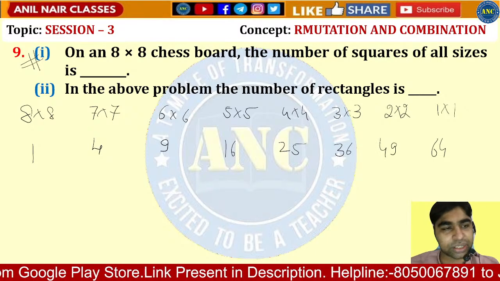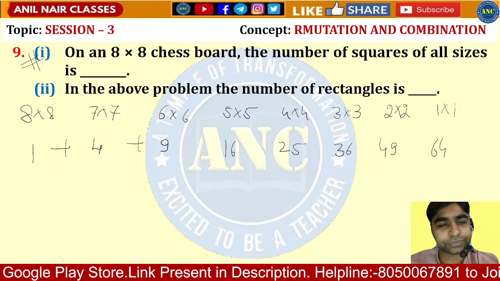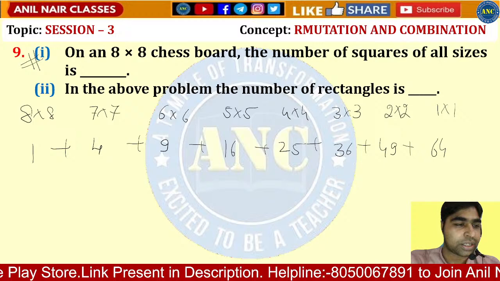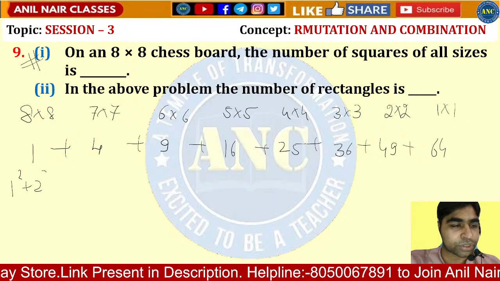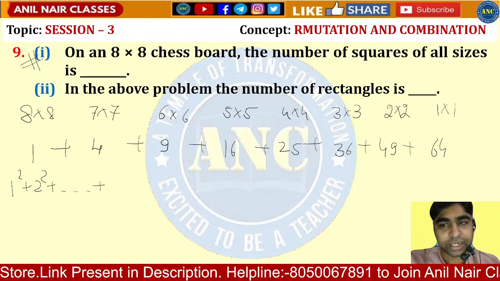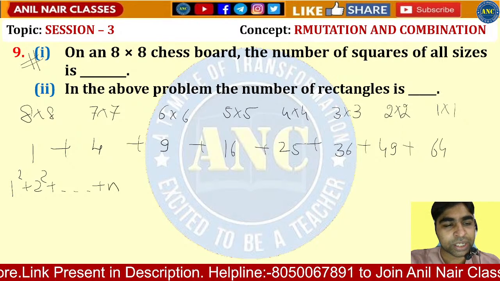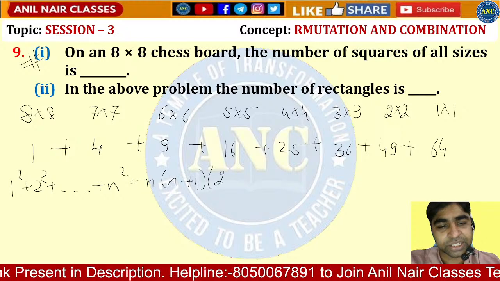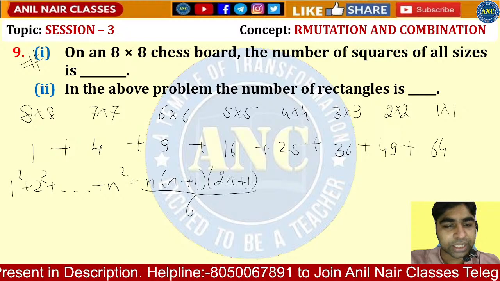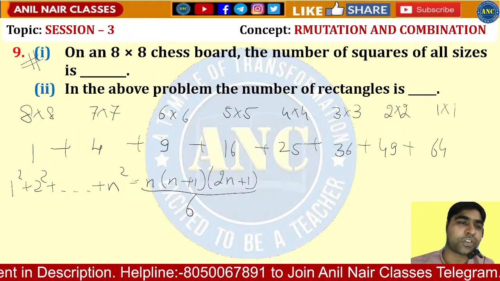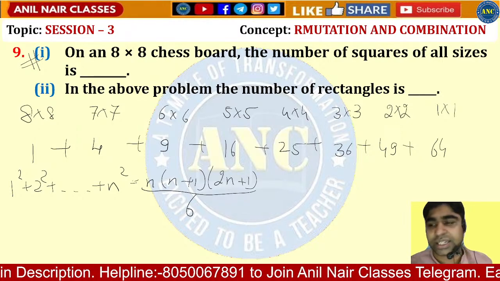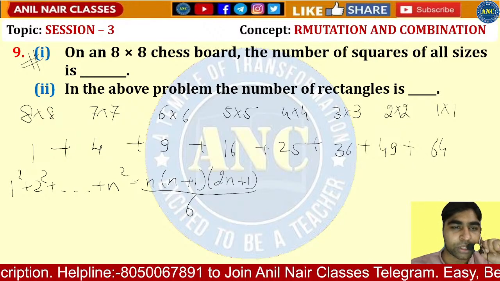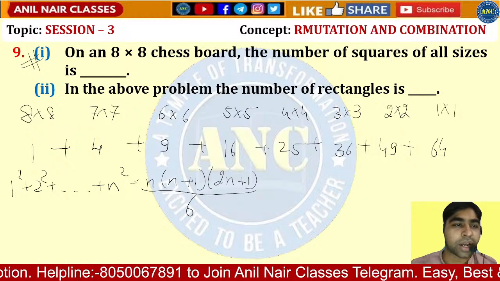8x8 size was only 1 square, and 1x1 size was 64 squares. Here there were 4, here there were 9, 16, 25, 36, 49. So the summation of all of them would become my answer, and this is nothing but 1 square plus 2 square up till 8 square. And what is the formula for this? It is n into n plus 1 into 2n plus 1 whole upon 6. The foundation discussion for this type of question I discussed in the first class, so please go back and see the first class if you want the in-depth discussion of how this came.